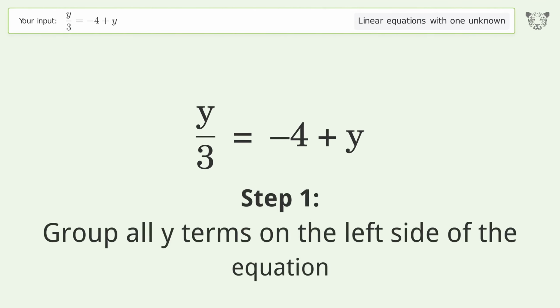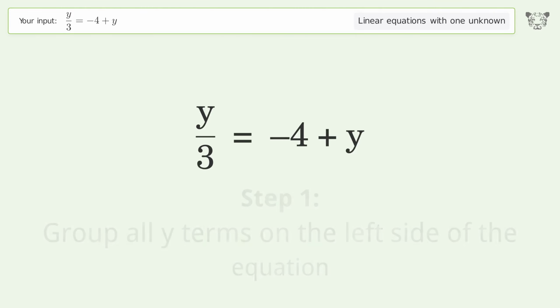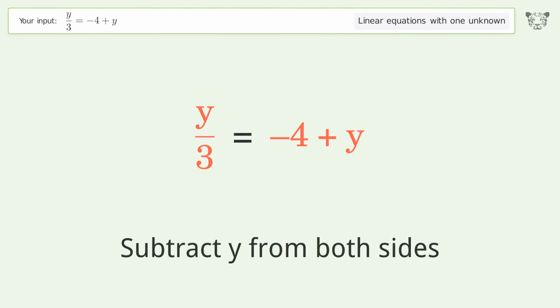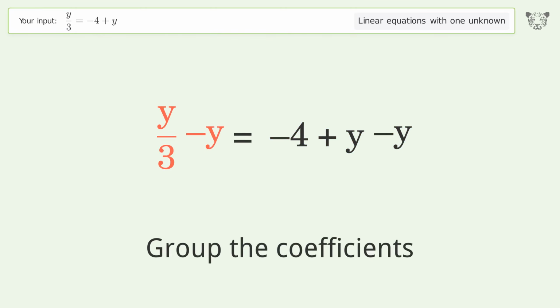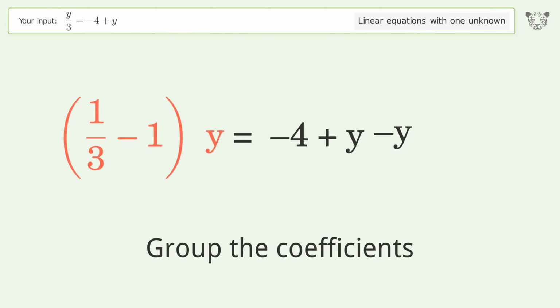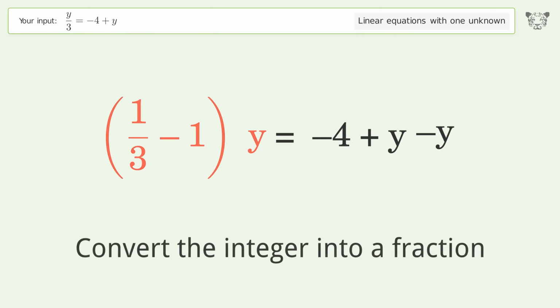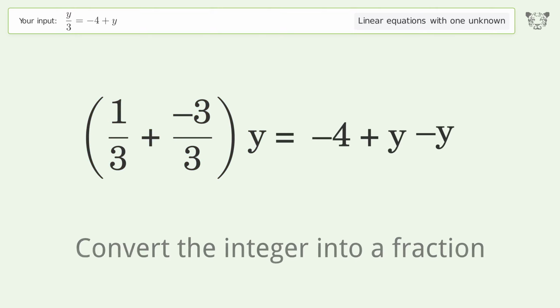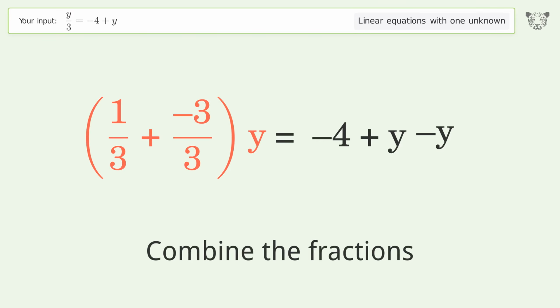Group all y terms on the left side of the equation. Subtract y from both sides. Group the coefficients. Convert the integer into a fraction. Combine the fractions.